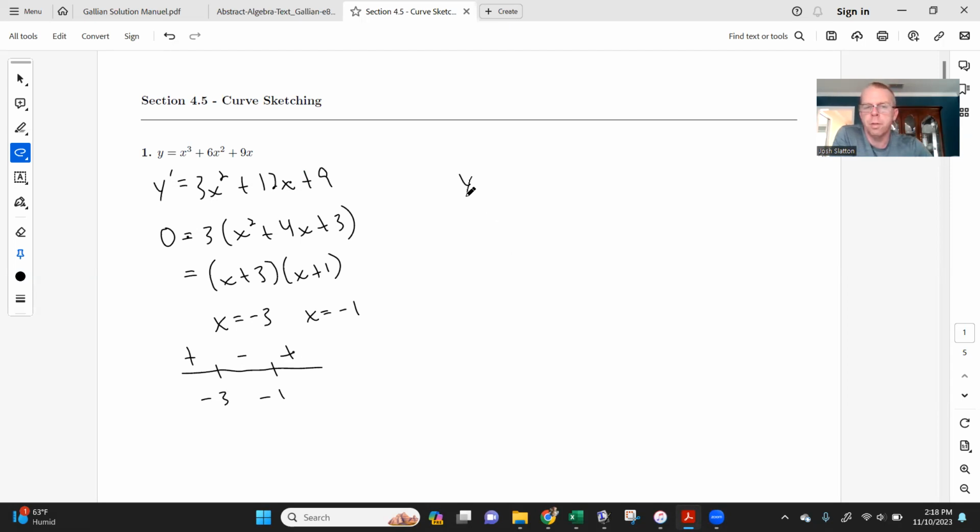Now we're going to take the second derivative. The second derivative is 6x plus 12. We set it equal to 0, and we get that x equals -2. Same thing, we're going to put it on the number line and test the points, or we can recognize this as a linear function with a positive slope. So it's going to go up from left to right like that. So we're going to be negative here, positive here. All right, and that's the basics that we need.